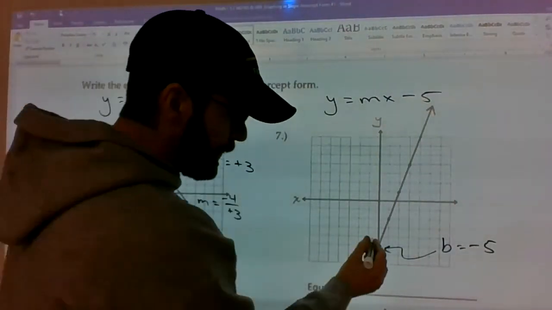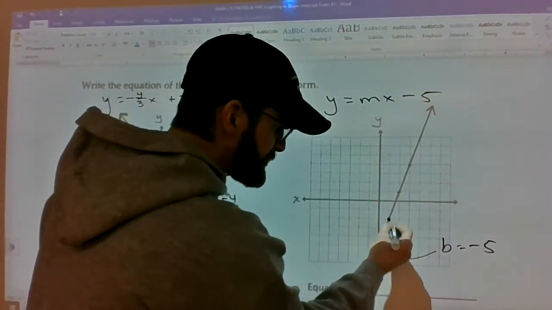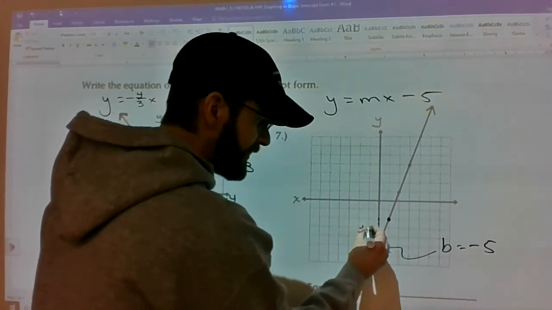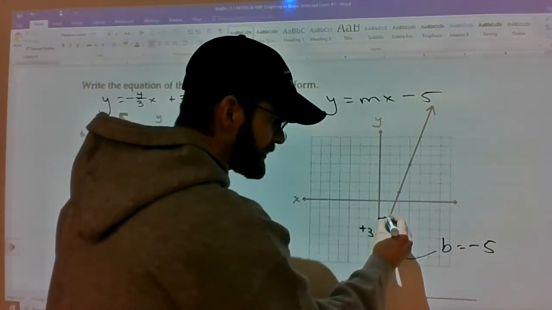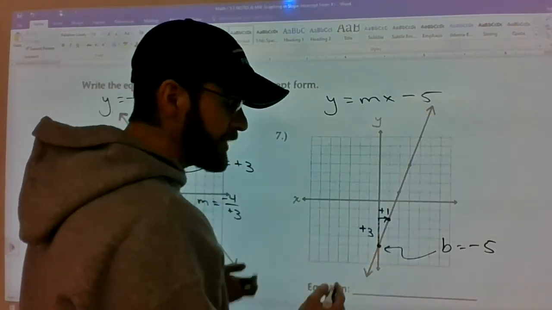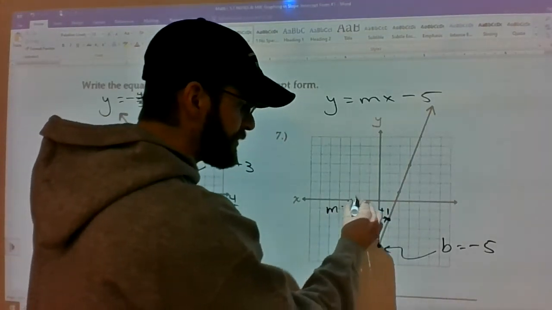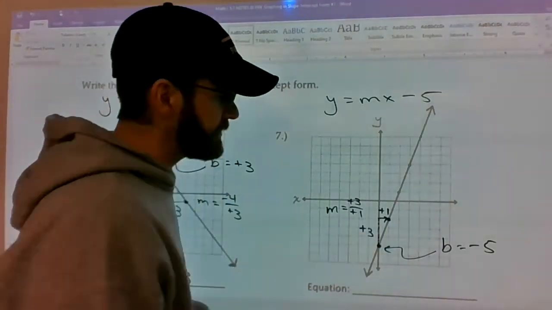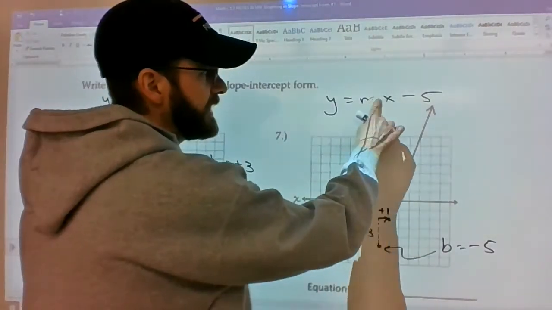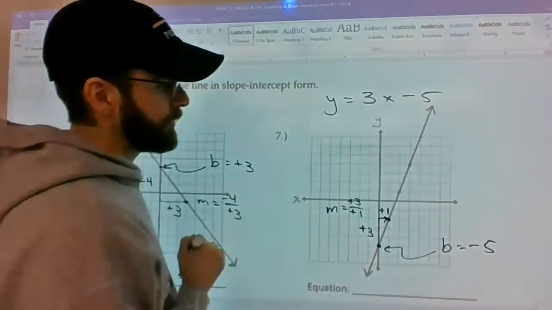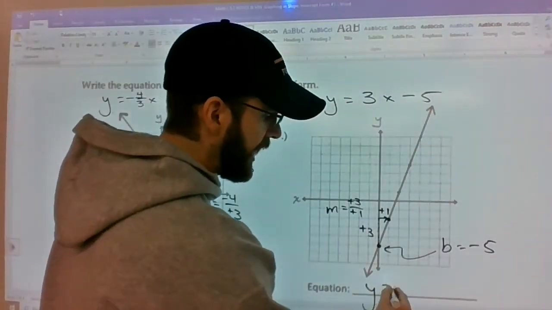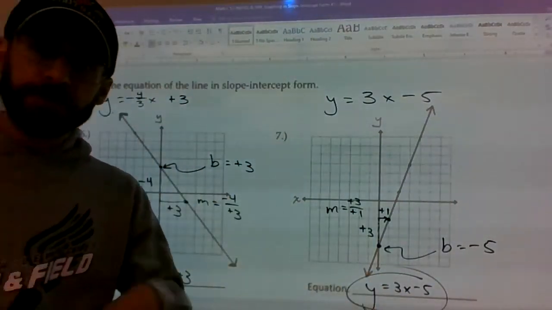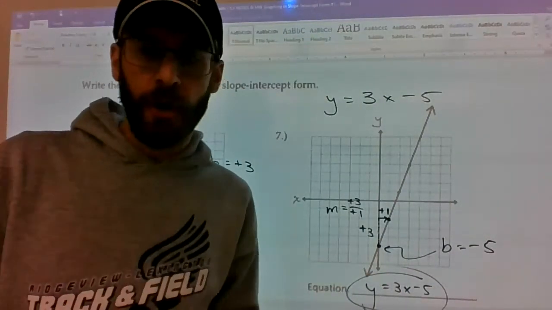What's my slope? Well, I have to move from this point to this point up 1, 2, 3. So that's a plus 3. Right 1, plus 1. So my m is going to be plus 3 over plus 1, which is the same as just 3, okay? So 3 divided by 1 is 3. So I'd replace it with 3x minus 5. All right. Now pause the video and try the last one on your own too.